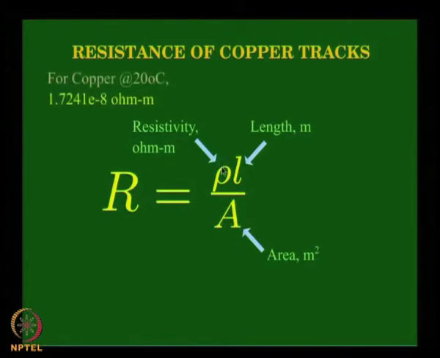Now, for copper, the resistivity can be obtained from the science tables. At 20 degree centigrade, the resistivity value is as given. It is 1.7241 E minus 8, or 10 to the power of minus 8 ohm meter. Okay.